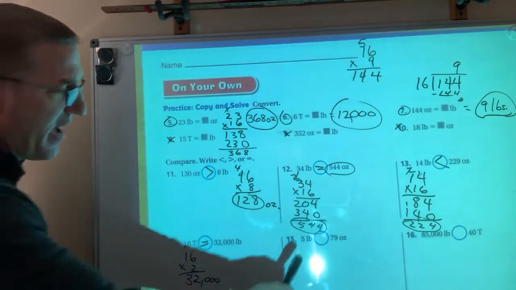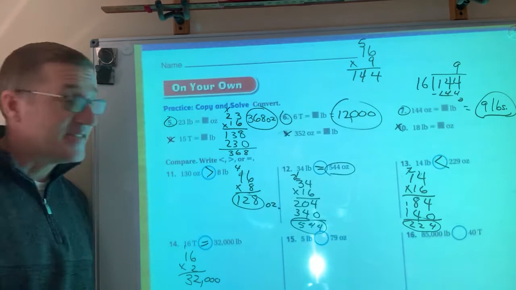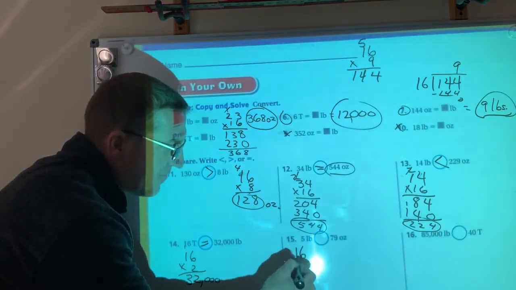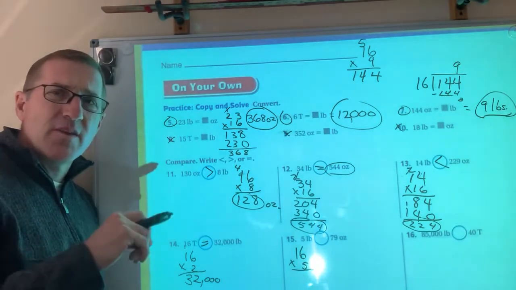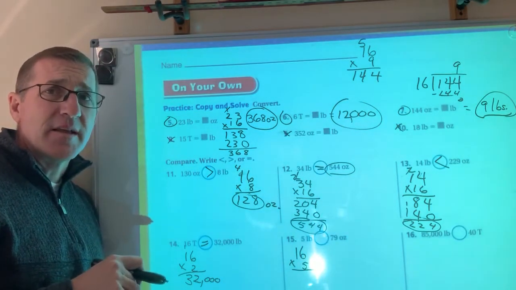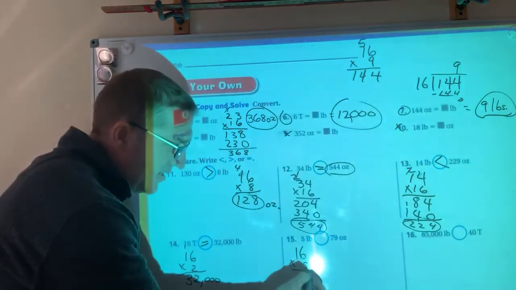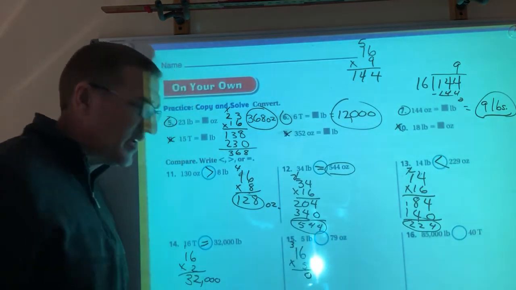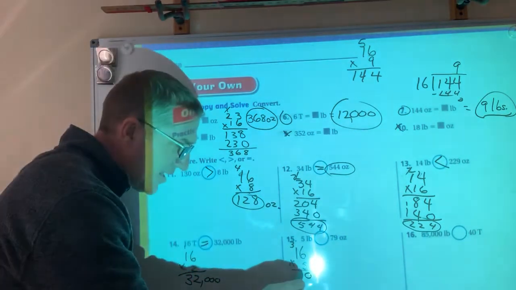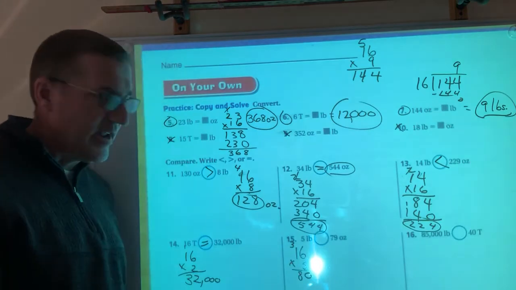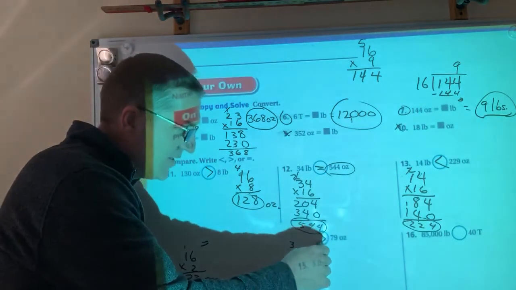All right, 5 pounds, 79 ounces, again, multiplying by 16. I like to put my 16 on top just because I like my 2-digit numbers that way. Whatever way you like, be consistent because you're going to make fewer mistakes that way. 5 times 6 is 30. Good. 5 times 1, 5 plus my 3 makes it 8. I get 80. So what's bigger, 80 or 79? 80. Pac-Man eats the bigger number.